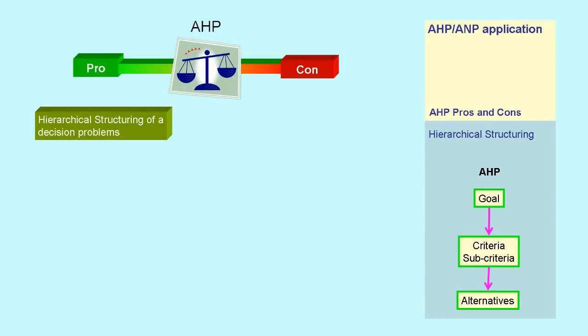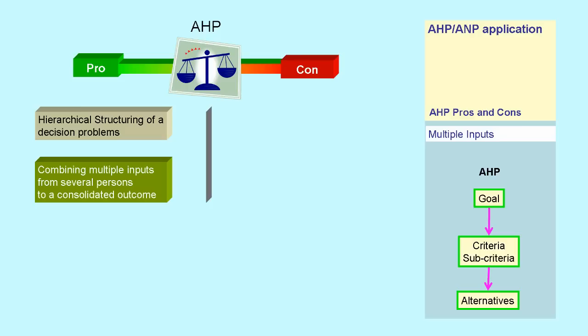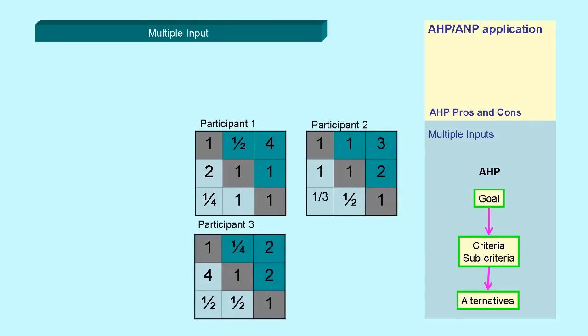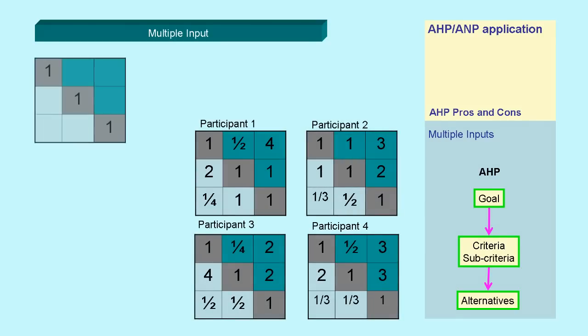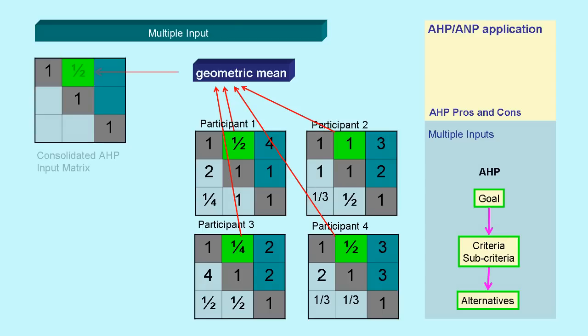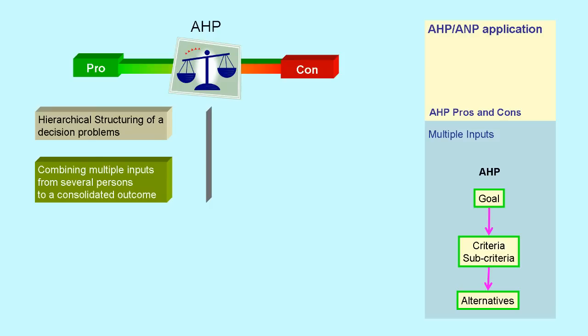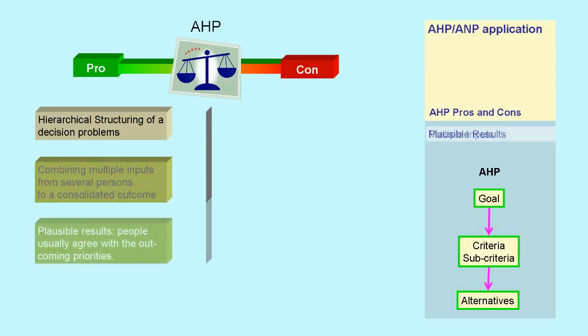Another good point is the possibility of combining the inputs from several persons. For example, with four participants, each of them asked to give his comparison, you take the input from each cell of the decision matrix and build the geometric mean to get the consolidated AHP input matrix. In my experience, in general, the final result resulting from the consolidated input is accepted and people usually agree with the outcoming priorities.